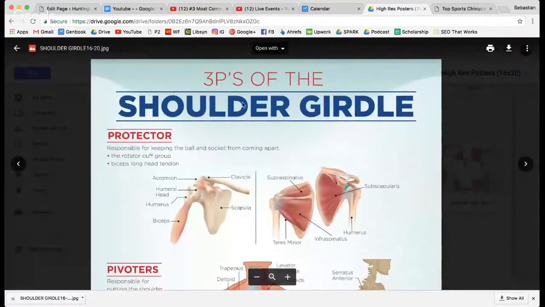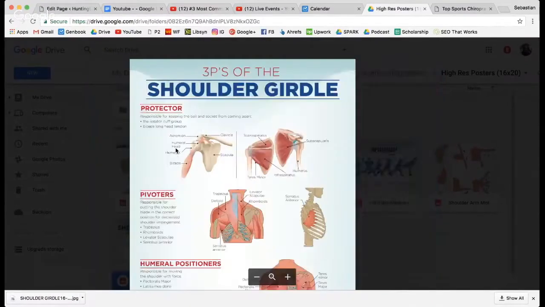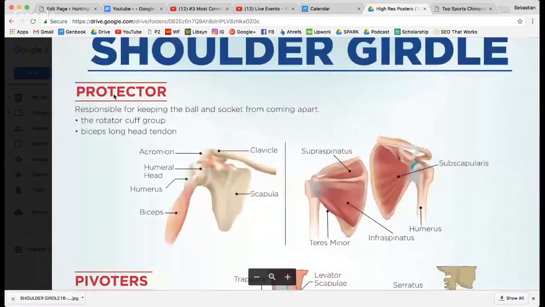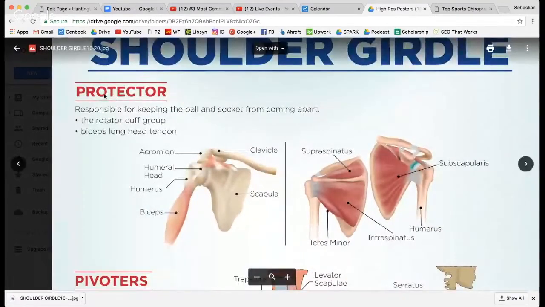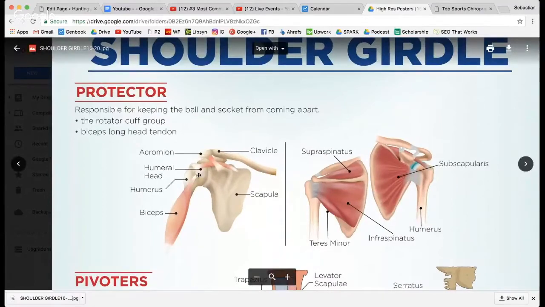The 3 Ps of the shoulder was a term coined back in, I think, the 90s by Dr. Job from Curlin and Job. It's going to be a little tougher than I thought here. So the shoulder really has 3 different types of muscles. There are glenohumeral protectors, which is your rotator cuff and your bicep long head tendon.